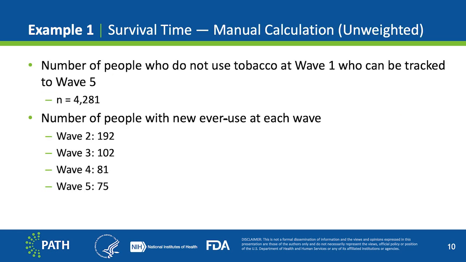To begin the unweighted survival function manual calculation, we will subset those persons who never smoked cigarettes at wave 1 and can be tracked to wave 5. The total number of persons we identified is 4,281. At each wave, you can see there are new persons who start using cigarettes. Wave 2 has 192, Wave 3 has 102, Wave 4 has 81, and Wave 5 has 75 persons.